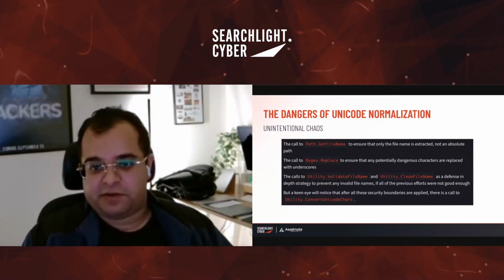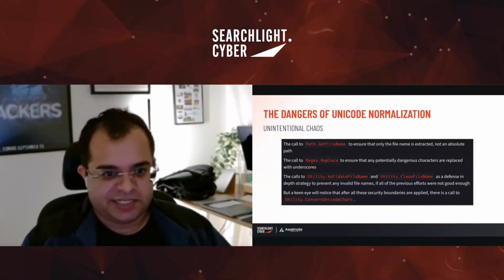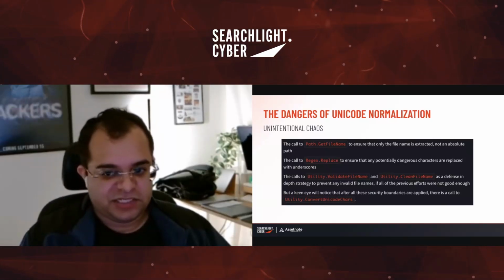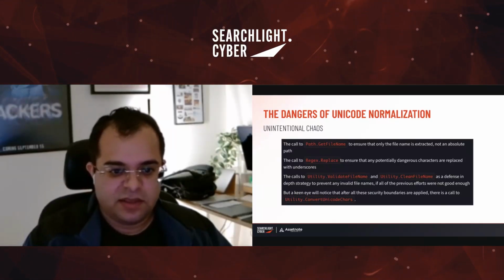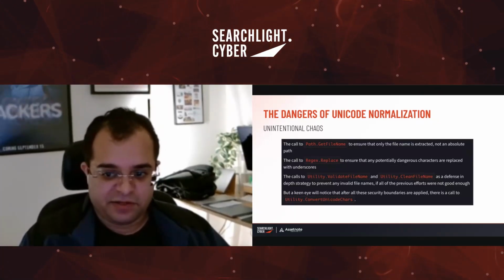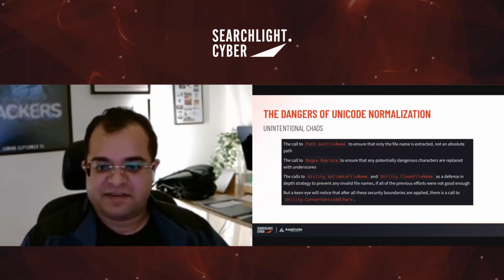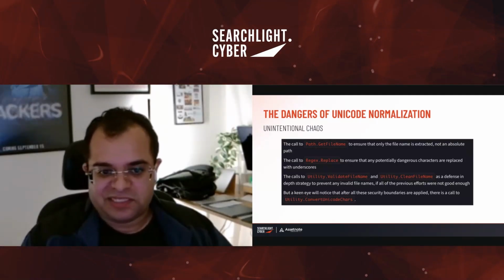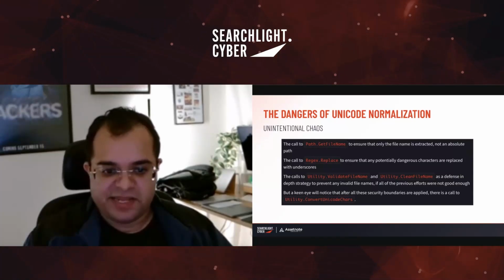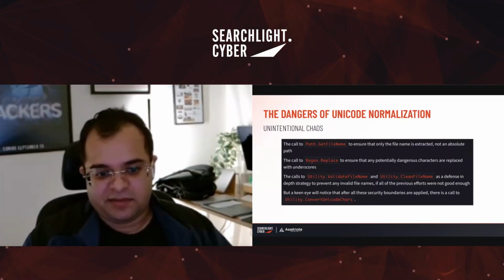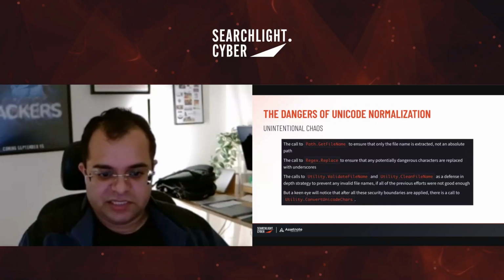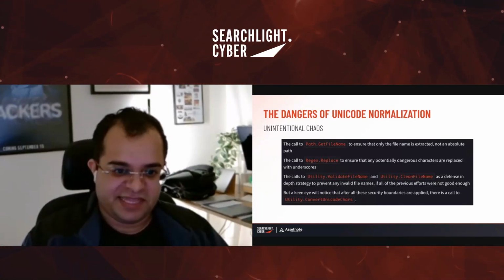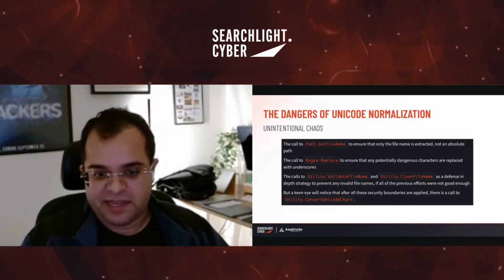The call to path.getFileName ensures that only the file name is extracted, not an absolute path. The call to regex.replace is to ensure that potentially dangerous characters are replaced with underscores. And for validate file name and clean file name, there are defense in depth strategies to prevent any invalid file names. But the thing that's really funny is that they spend all this time preventing invalid characters inside file names, but then they finally apply a call to utility.convert Unicode characters, which in some essence reverses all of this effort that they did in the previous 3 steps or 4 steps.